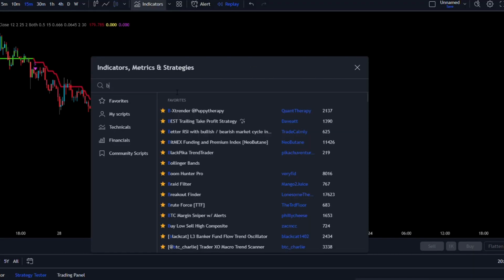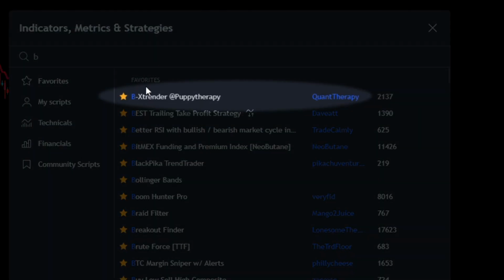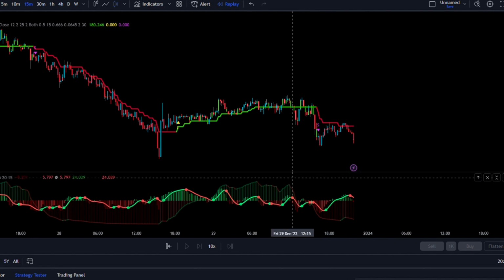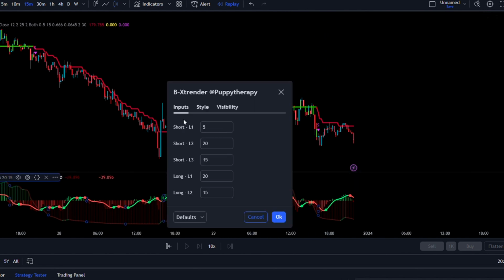And for this, we're going to need to add the BX Trender by Quant Therapy. Now we need to go ahead and access its settings, so let's double click. And we're going to change the short L1 under inputs from 5 to 6, as well as changing long L1 from 20 to 21 and long L2 from 15 to 20.